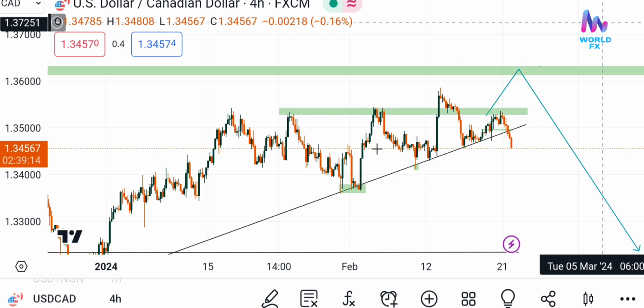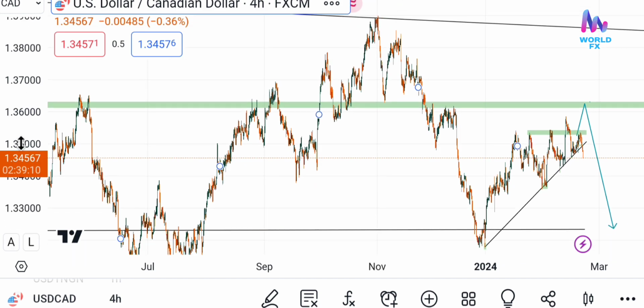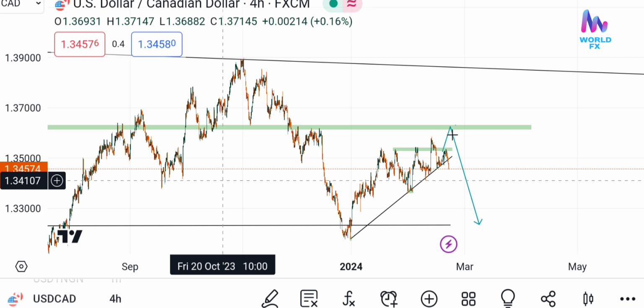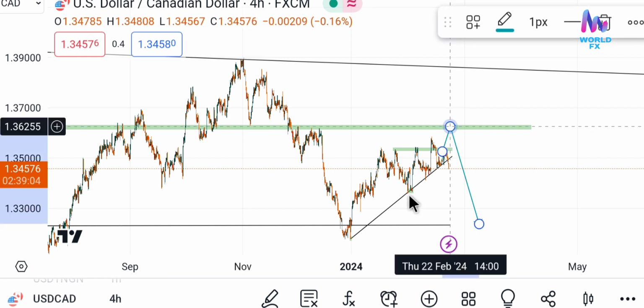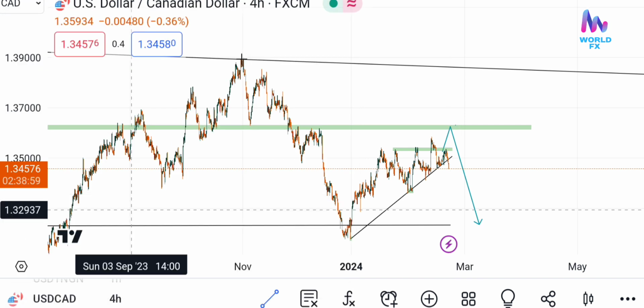So the market gets to this point. So you can see the market is actually dropping now. So if the market would have gotten to this point, we would have taken our trend line tool and gotten it from here.